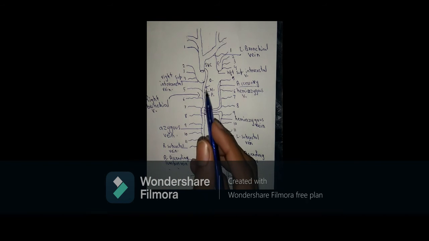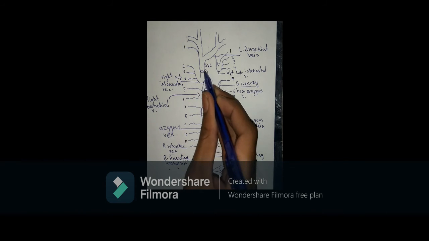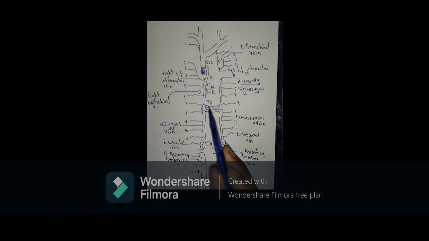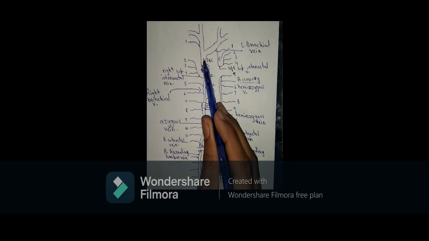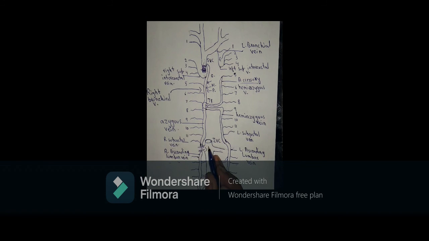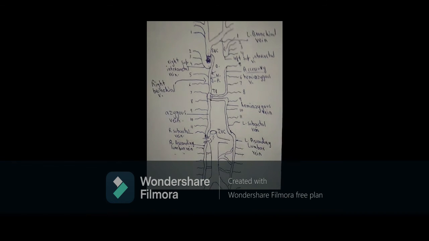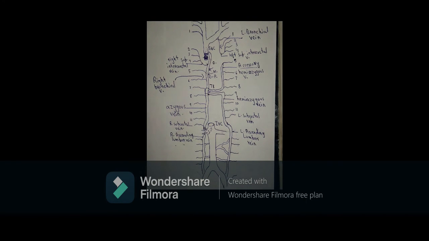Okay, now if an obstruction happens in the superior vena cava just below this point, for example, an obstruction right here, the blood from the upper part of the body will go into the azygous vein, which will drain it into the inferior vena cava, and which will eventually go into the right atrium again. So this is all for now, and let's do a quick review of what we have learned in this video.